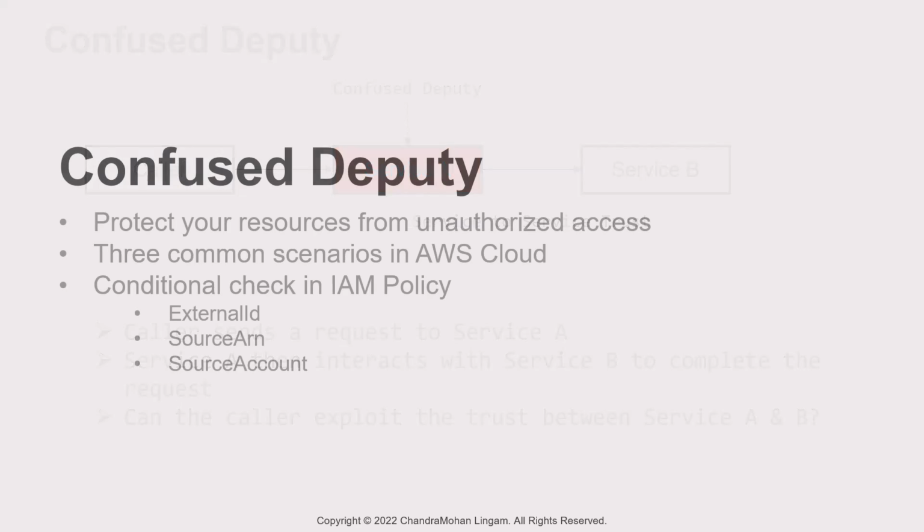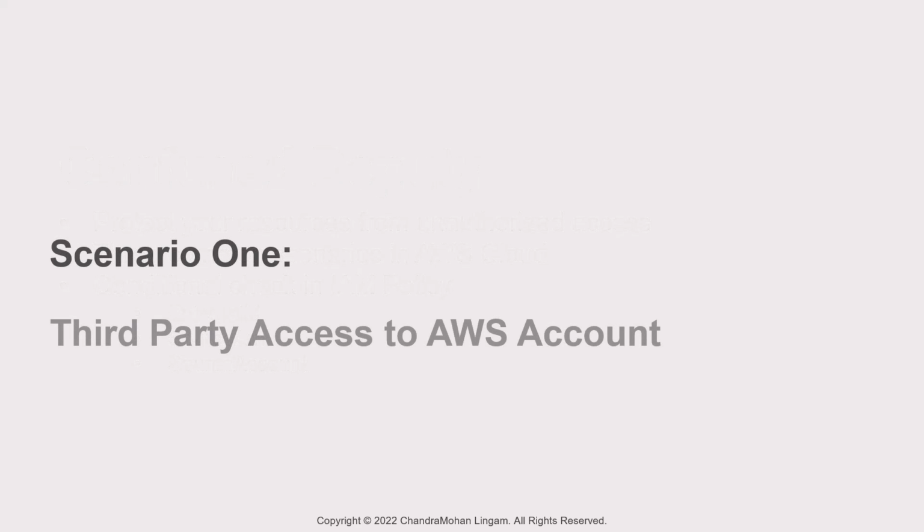In fact, there are many places where this issue can pop up in the cloud. I will discuss 3 common confused deputy scenarios within AWS and look at solutions to place appropriate safeguards. Let's look at the first scenario: third-party access to your AWS account.